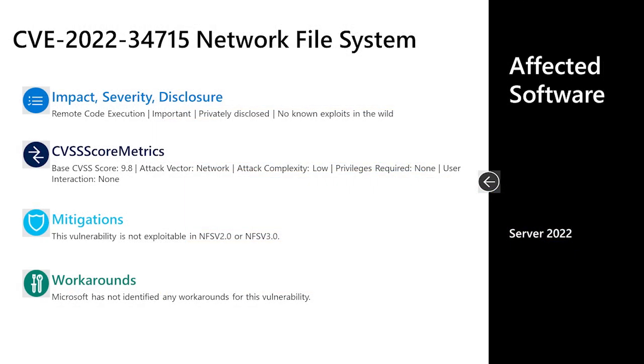So let's dive right into some of these vulnerabilities from today's release. The first one I will talk to is CVE-2022-34715. This is a remote code execution vulnerability in the network file system. This was privately disclosed to Microsoft with no known exploits out in the wild. As we can see here, the base score of 9.8 on a scale of 10, extremely elevated.